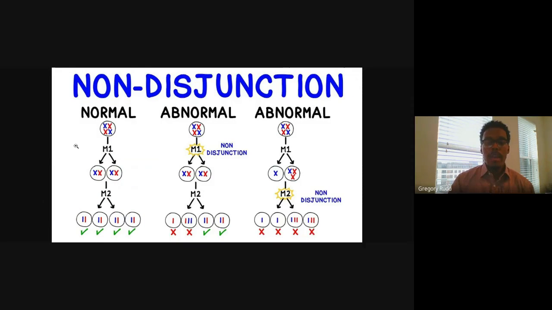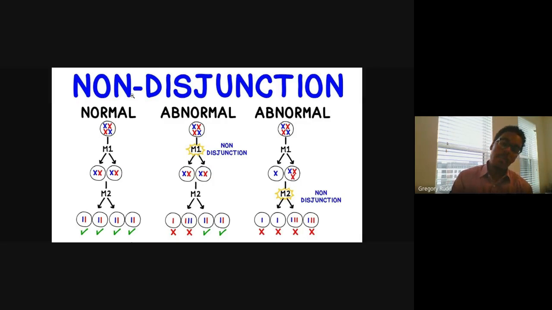You start off with parent cells that are totally normal and they all look the same. The non-disjunction can happen either during meiosis 1 or meiosis 2. If it happens during meiosis 1, then you end up with 2 normal daughter cells and 2 abnormal daughter cells. If it happens during meiosis 2, then you end up with all 4 daughter cells being abnormal.